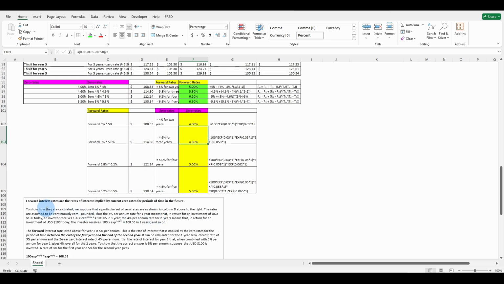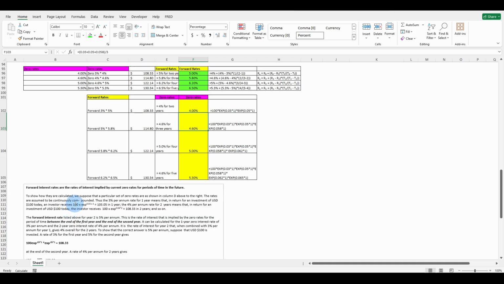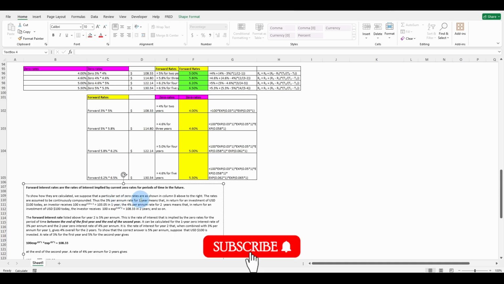To show how forward interest rates are the rates of interest implied by current zero rates for periods of time in the future. To show how they're calculated, we suppose that a particular set of zero rates are as shown in column D above to the right. The rates are assumed to be continuously compounded. Thus, the 3% per annum rate for the 1 year means that in return for an investment of US dollars 100 today, an investor receives 100 e to the 0.03 equals 103.05 in year 1.